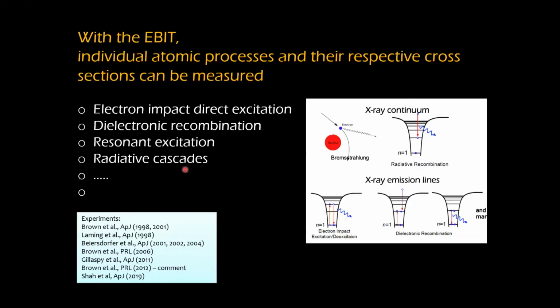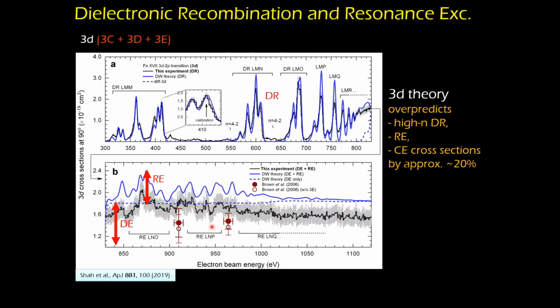So as Natalie mentioned, with the EBIT you can measure these individual atomic processes, their wavelengths and respective cross sections. And those Fe16+ lines can be formed in combination with electron impact direct excitation, dielectronic recombination, resonant excitation, and so on. And over the last two or three decades, several experiments have been performed at different EBITs and the tokamak. One of the recent experiments was performed in Heidelberg.